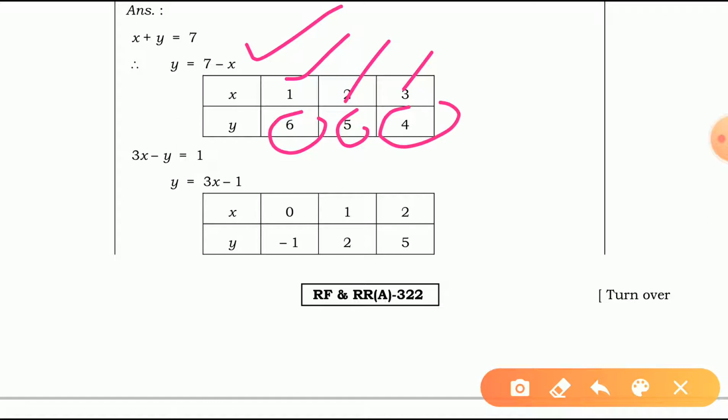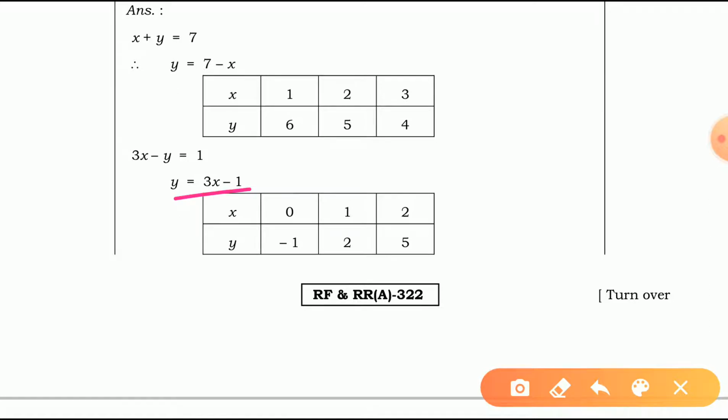Next, the second equation, 3x minus y is equal to 1. Transposing y to the right hand side and 1 to the left hand side, we get y is equal to 3x minus 1. Again put x is equal to 0, y is equal to minus 1. And x is equal to 1, y is equal to 3 into 1 minus 1, y is equal to 2. Similarly put x is equal to 2, we get y is equal to 5.